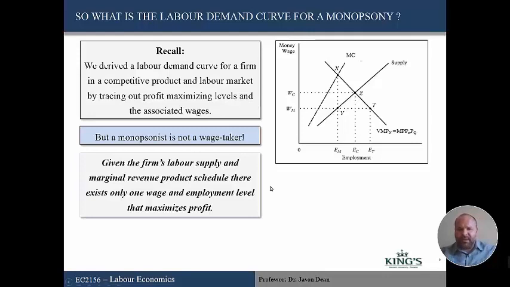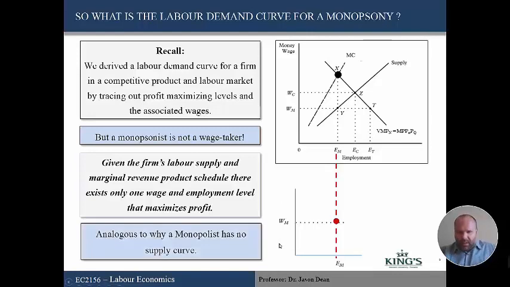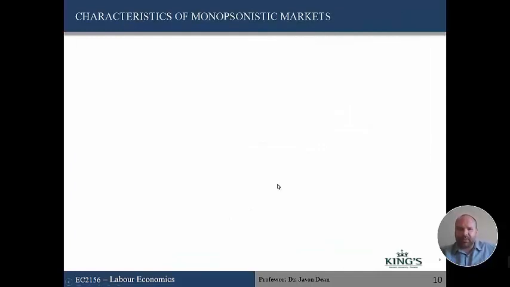So it doesn't make sense in the context of them having a supply curve. Basically, there's only one point, WM and EM. We can't vary the wage and get different employment levels for the monopsonist. So the monopsonist does not have a labor demand curve, and it's analogous to why a monopolist has no supply curve, if you remember from your microeconomics course.